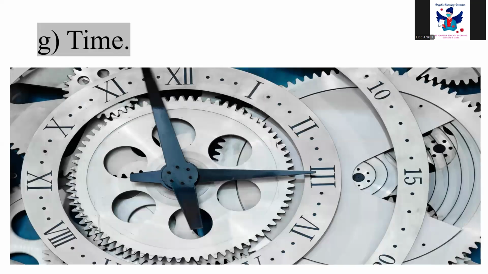Next, time. If research was carried out on a community in 1990 and then again in 2000, the results of these two studies would be different. Therefore, older results cannot be generalized over periods of time as societies and circumstances constantly change.